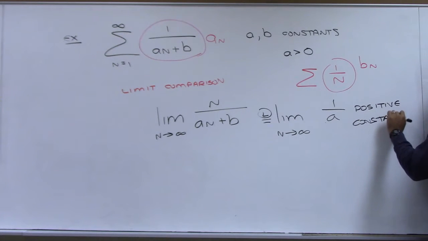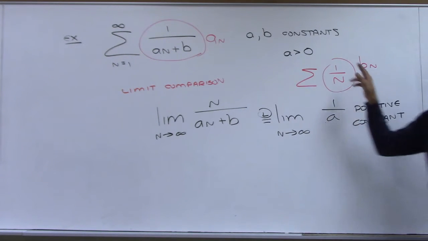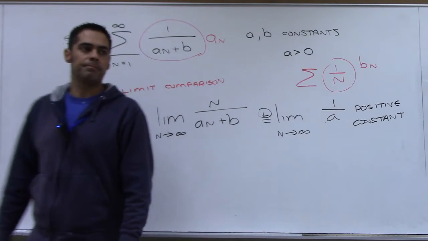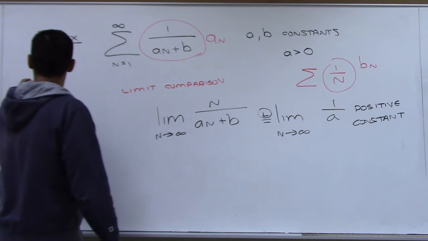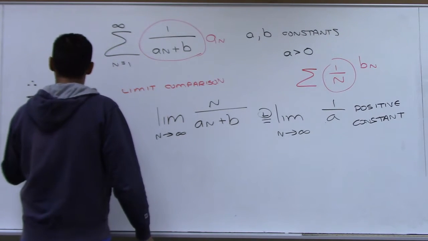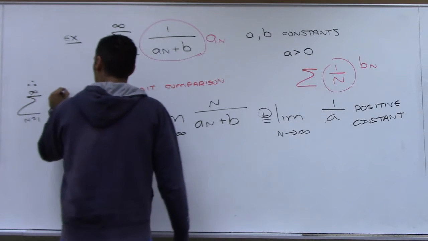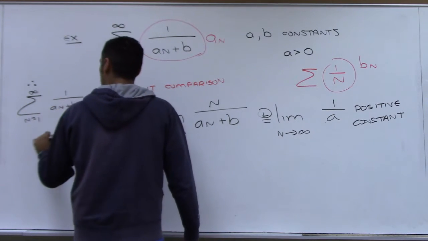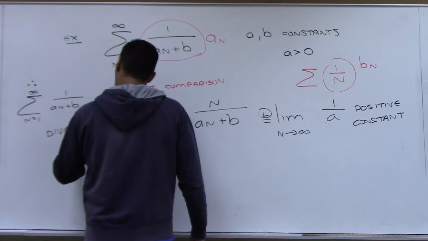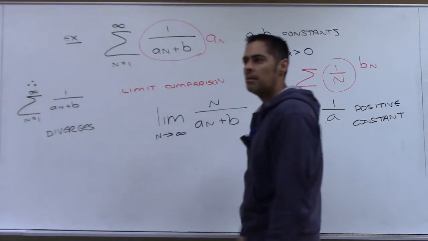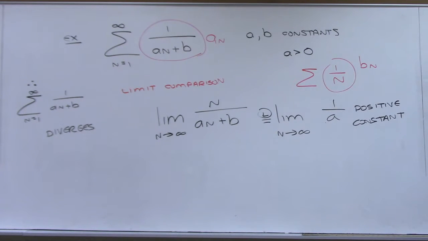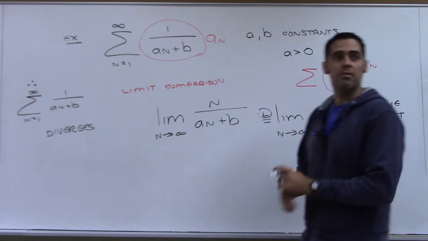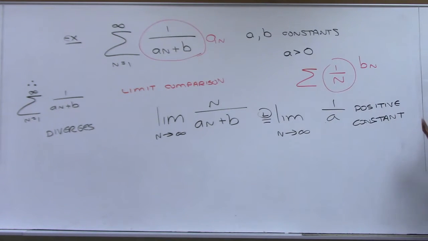So therefore, whatever this does, this does. So therefore, the sum from n equals 1 to infinity of 1 over an plus b diverges by the limit comparison test. But I kind of already told you I was doing that, right? So that just proves what I told you. I told you several classes ago that you could just look at that fixed over linear and say divergent. But now that shows, yes, you can do that for sure.